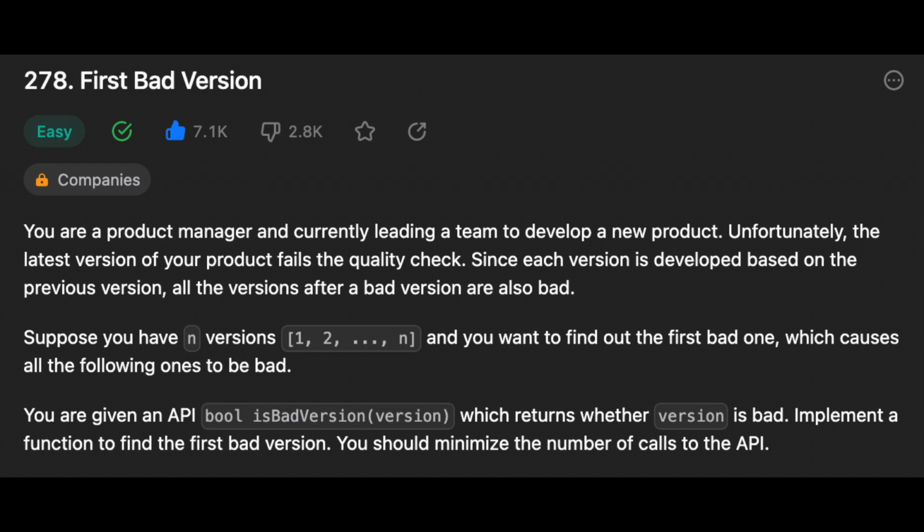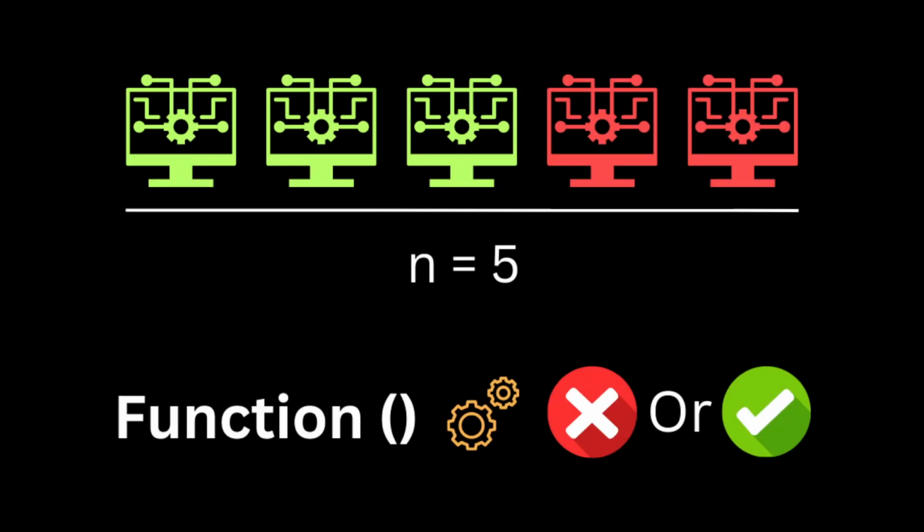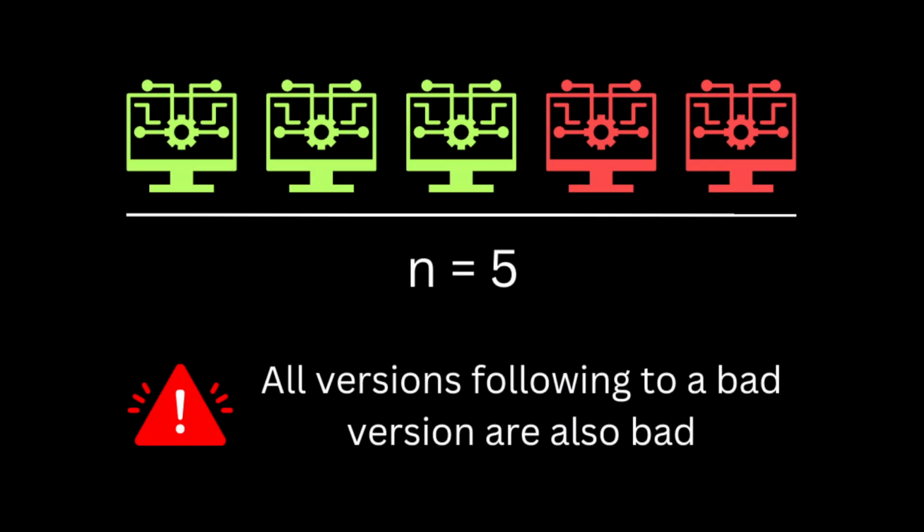In this video I'll show you how to solve the problem LeetCode first bad version. So let's get started. The problem is that they give us a number n that represents the amount of versions of the product, and also we have a function that accepts a number and returns whether it's a bad version or not. The task here is to find the bad version, and we should minimize the number of calls to the API. Also note that all the versions after a bad version are also bad.